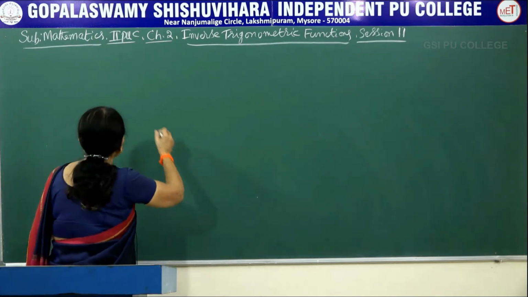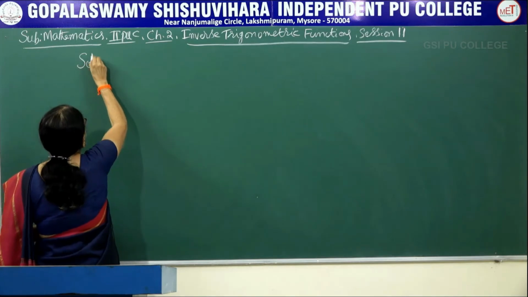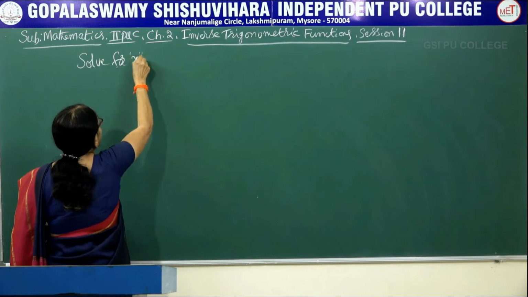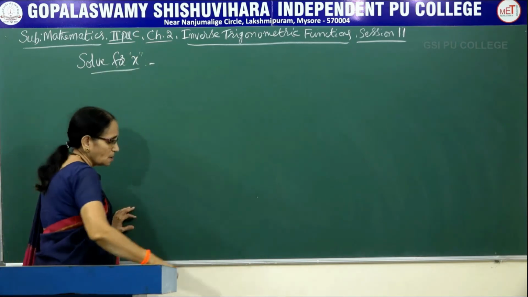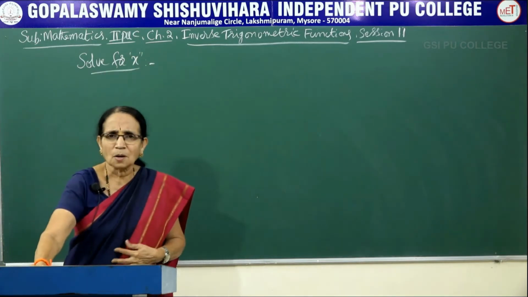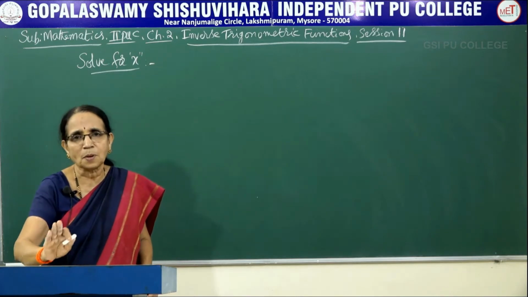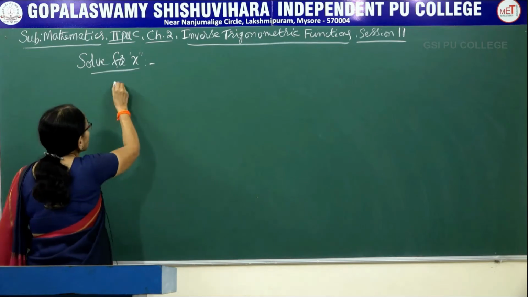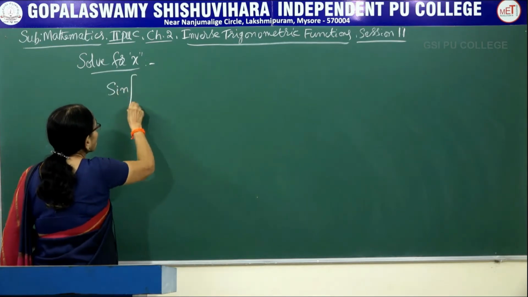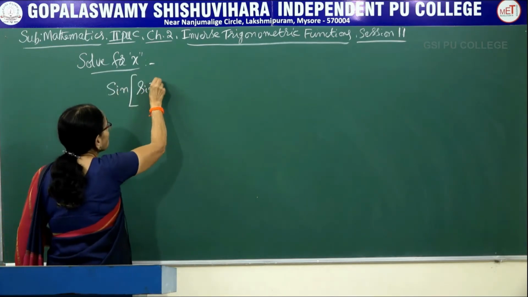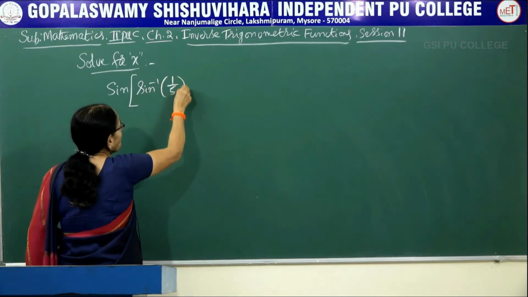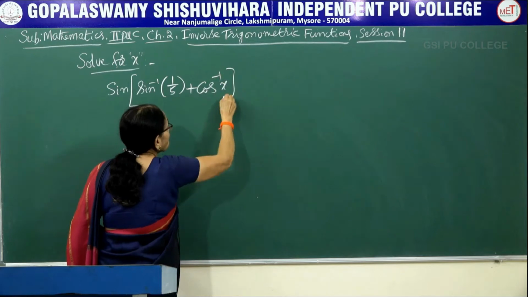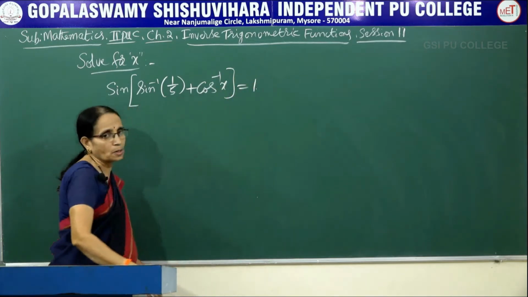Solve for x. So here, this problem is quite a simple problem. It can be expected for a 2-mark question. The problem is like this: sine of sine inverse of 1 by 5 plus cos inverse of x is equal to 1.